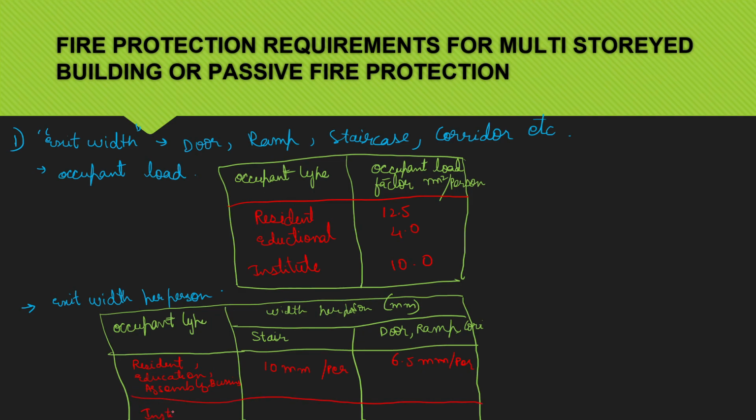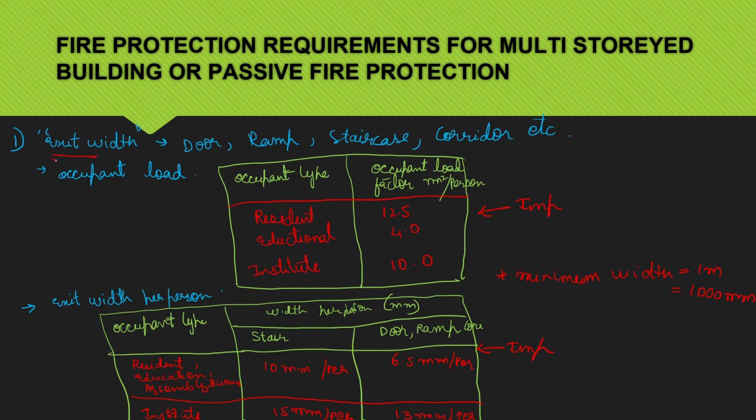For institute building, it's 15 mm per person for staircase and 13 mm per person for doors and ramps. Make a note that the minimum width of all this should be 1 meter, that is 1000 mm. Thus, this is an important table as per numerical problems. You need to have this in mind. In a question, they may give you the occupant load factor or the minimum width. But in case they don't give it, you need to have an idea of these numbers.